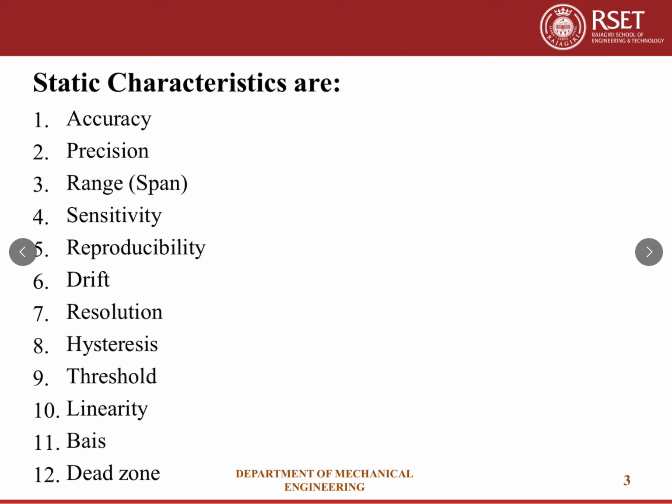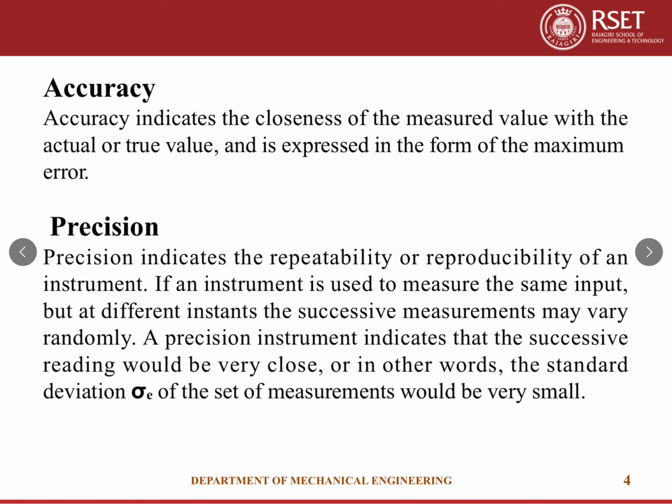These are the different static characteristics: accuracy, precision, range, sensitivity, reproducibility, drift, resolution, hysteresis, threshold, linearity, bias, and dead zone. So we will discuss these static characteristics in detail in this lecture. So we start with accuracy.